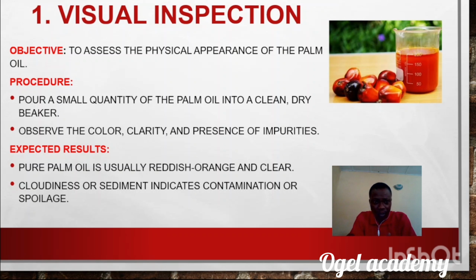First of all, one of the very basic, easy physical approaches for us to undertake is the visual inspection, to register the appearance of this oil. Here we assess the physical appearance of the oil. The main procedure is to pour a small quantity of the oil into a clean dry beaker, then observe the color, its clarity and the presence of impurities.